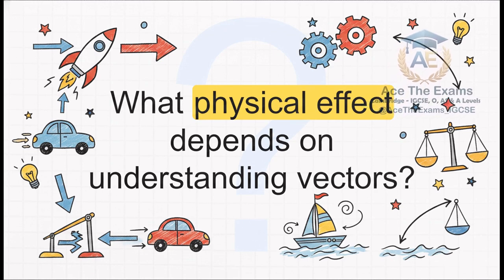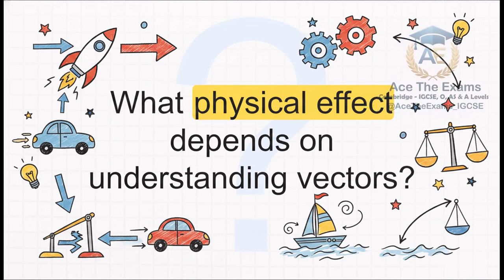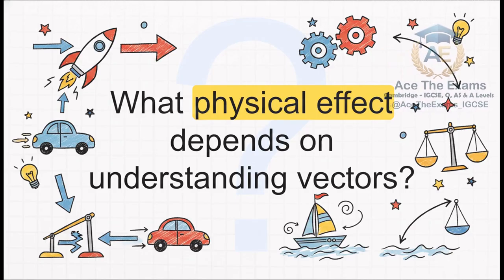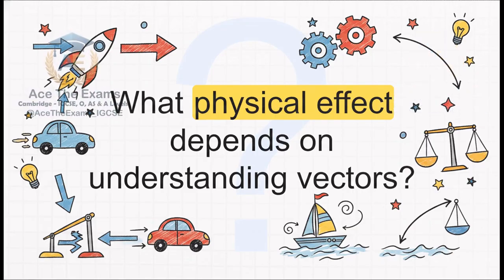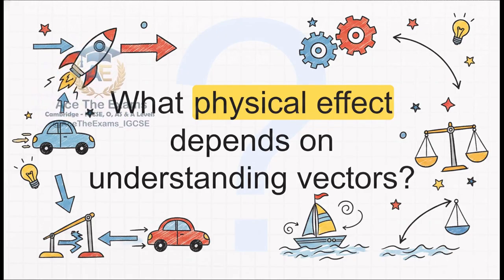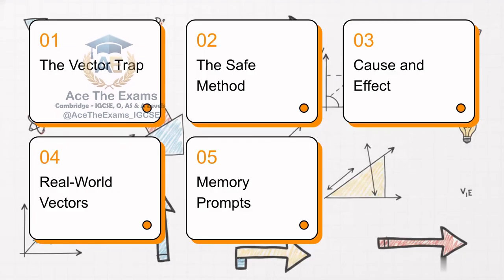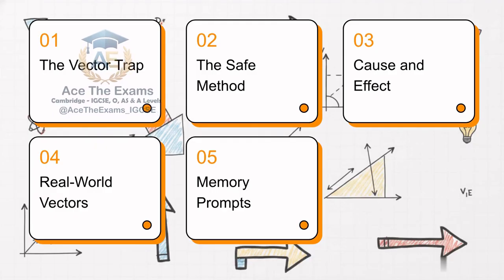Why? Because the absolute best way to understand vectors isn't to just stare at arrows on a page. It's to see how those arrows predict real, tangible physical outcomes. If you can deeply understand the physical effect first, like why a plane gets blown off course by a crosswind, you become far less dependent on memorized wording. You will actually be able to logically reason your way through those incredibly tricky, unfamiliar exam questions that Cambridge loves to throw at you.